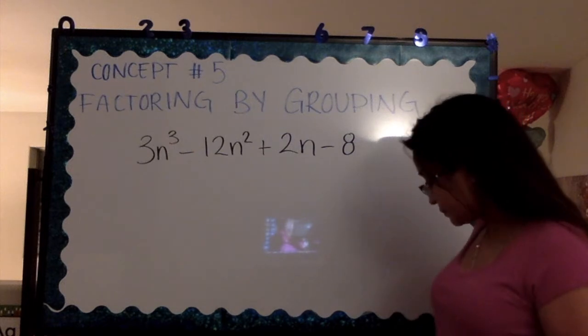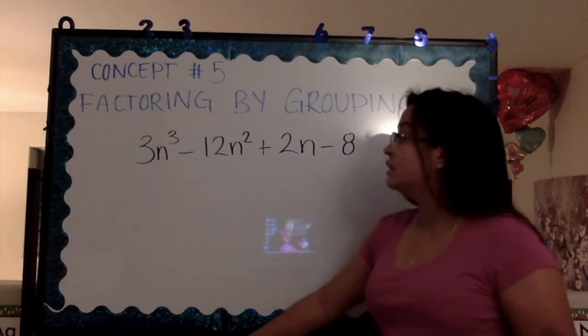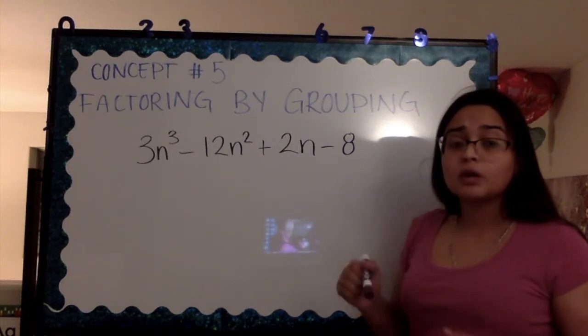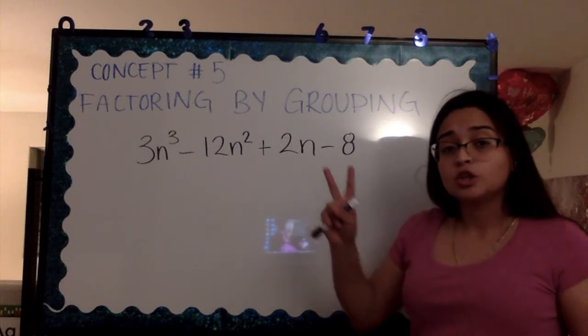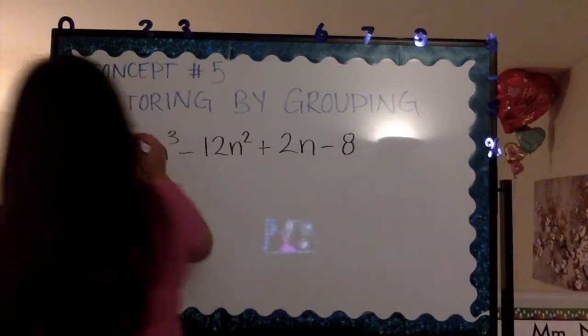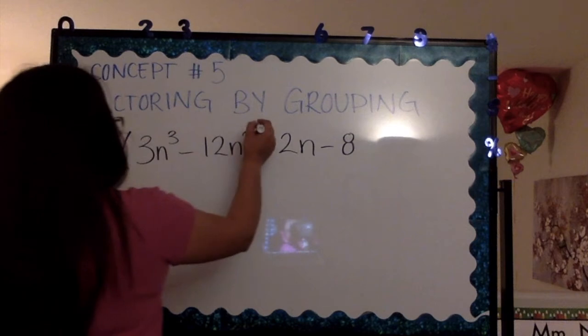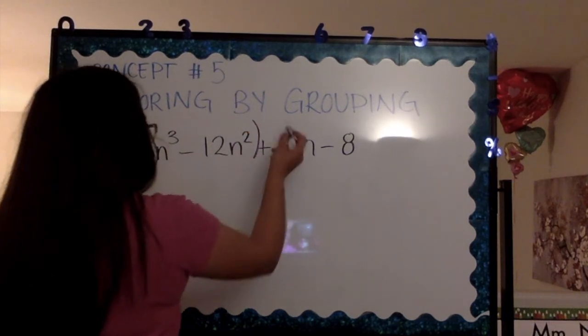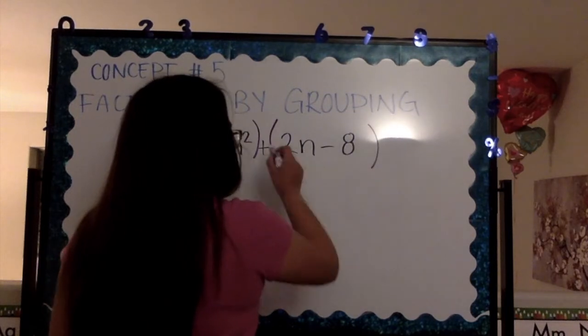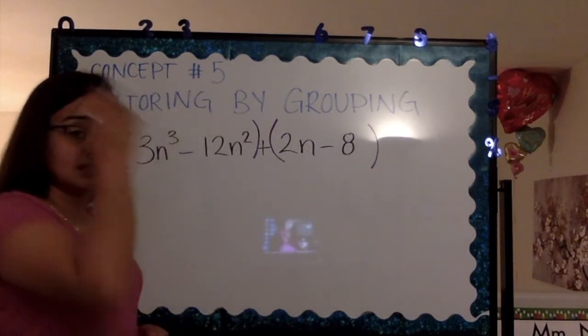We're going to start off, we have 4 monomials. We're going to go ahead and put this into 2 sets of binomials. So let's take our 3n cubed and our 12n squared, and then we're going to group our 2n and our negative 8.